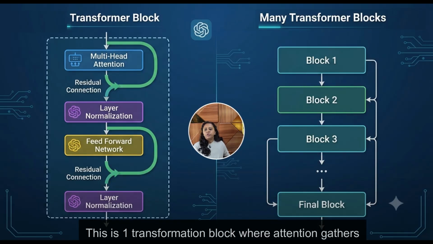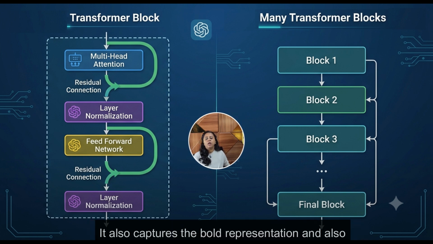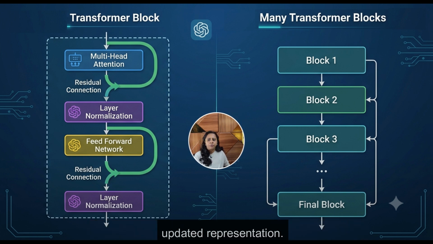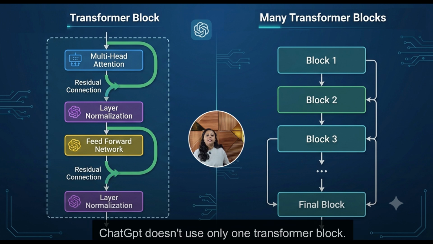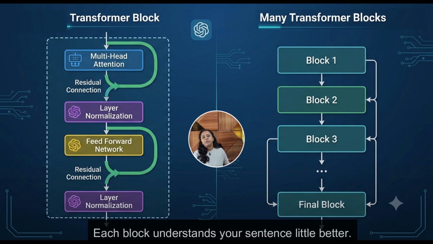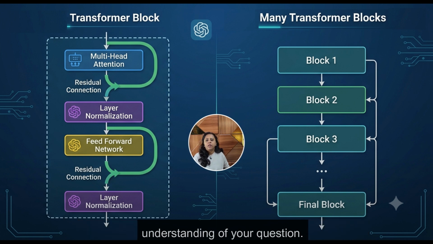This is one transformer block, where attention gathers the information, the feed forward network, where neurons are used, processes that information, and the residual connection preserves the useful information. It captures both the old representation and the updated representation. Layer normalization stabilizes learning. The entire block improves the understanding of your sentence. ChatGPT doesn't use only one transformer block. Instead, it stacks dozens of transformer blocks. Each block understands your sentence a little better. By the final block, the model has built a rich contextual understanding of your question.